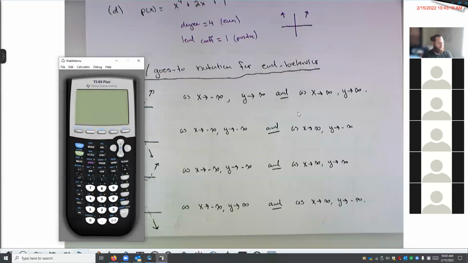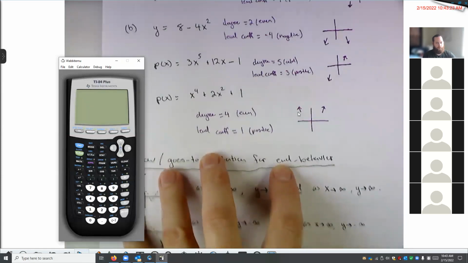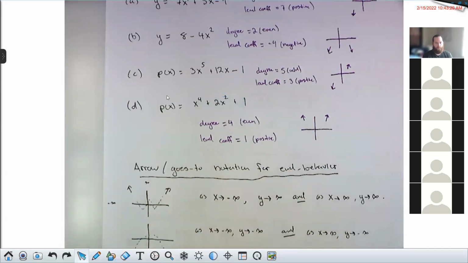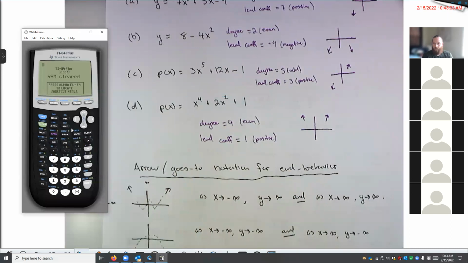So I promised to take a look at some of these graphs on the calculator, and we can try to contextualize this a little bit. Let me begin with this. Let's do part D. We'll just look at that one, and then we can scoot, because I know you guys are getting short on time here.